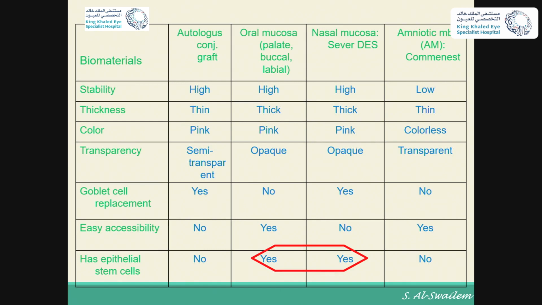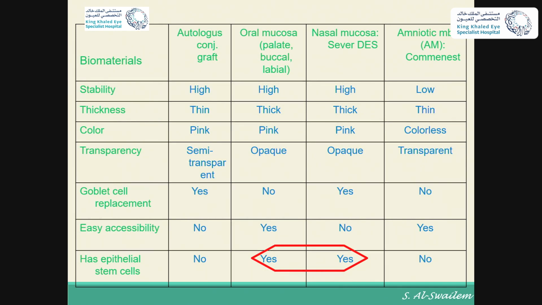Here are the characteristics of the biomaterials that can be used to cover the ocular surface, in terms of stability, thickness, and color. As I said, some of them are thick, some of them are thin. The only colorless one is the amniotic membrane, while the autologous conjunctival graft, oral mucosa, and nasal mucosa are pinkish. The most transparent ones are the amniotic membrane and the autologous conjunctival graft without Tenon, by the way, when we talk about the autologous conjunctival graft with no Tenon.